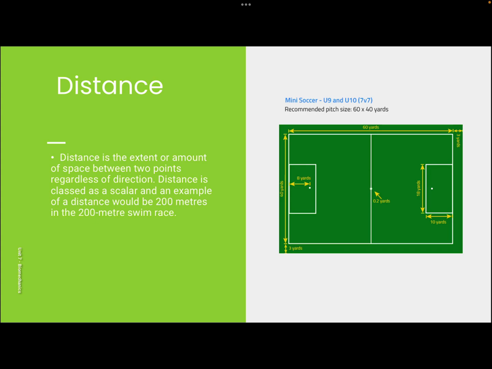Another example of how to find distance is adding up smaller distances in between the 2 points. If you're trying to find the distance between the goal line and the 18-yard box, you would add the 8 yards to the penalty spot with the 2 yards to the edge of the box from the penalty spot. This will show you the distance between the goal line and the 18-yard box is 10 yards.